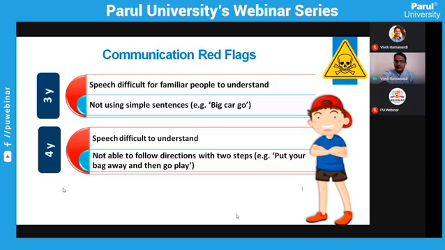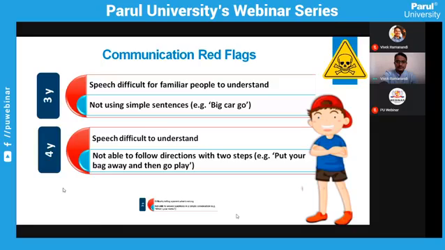At 4 years, the speech is difficult to understand and the child is not able to follow directions with 2 steps. Put your bag away and then go play. That is two commands, but the child is not able to understand and follow the directions.